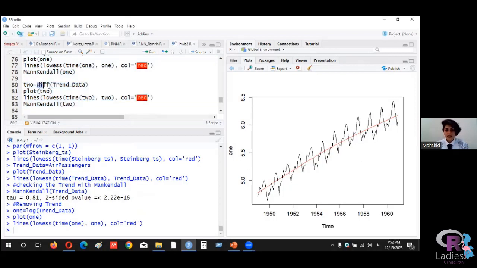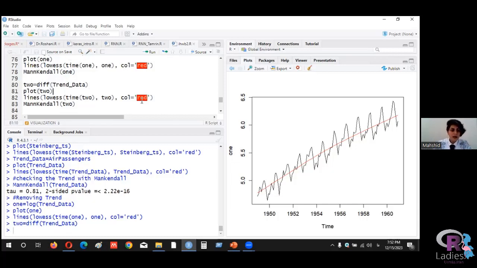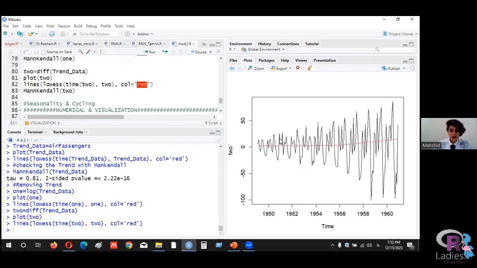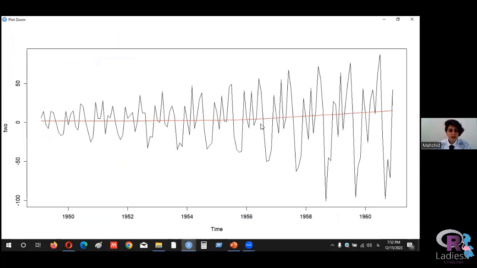The second one is differencing. It means that by subtracting every data point from the previous one, we will have a new time series. And if I plot it with a red line, you can see that now the trend is totally removed, and the red line shows no trend.